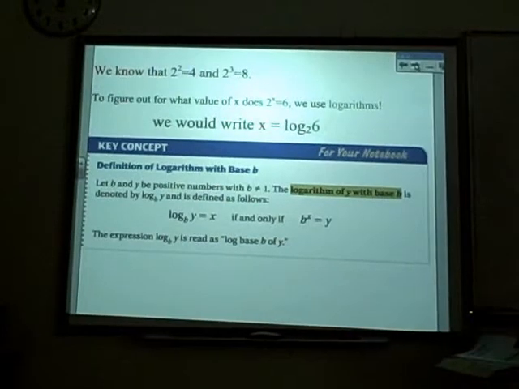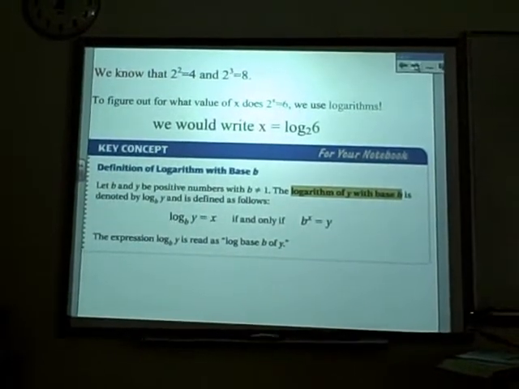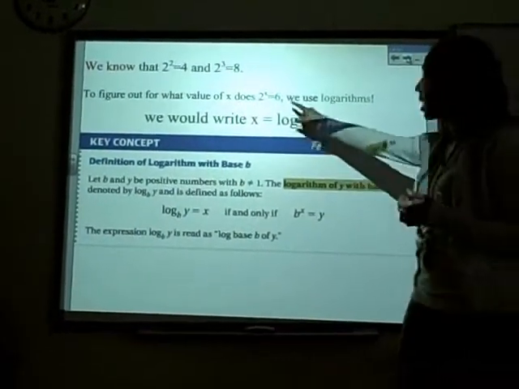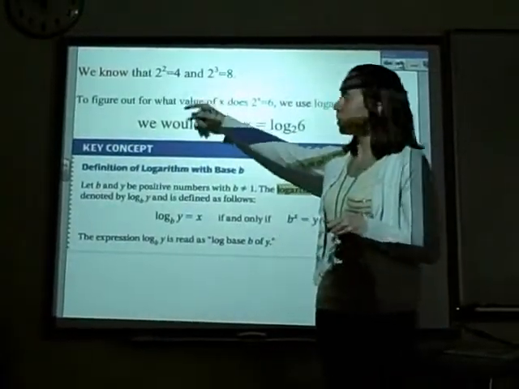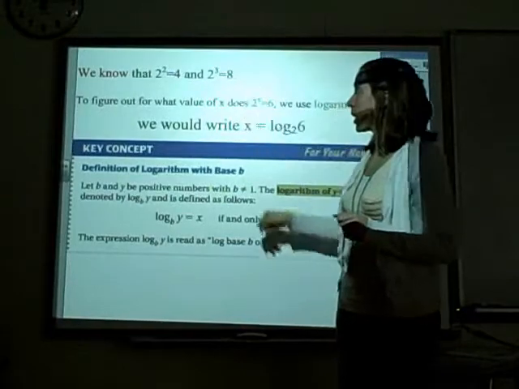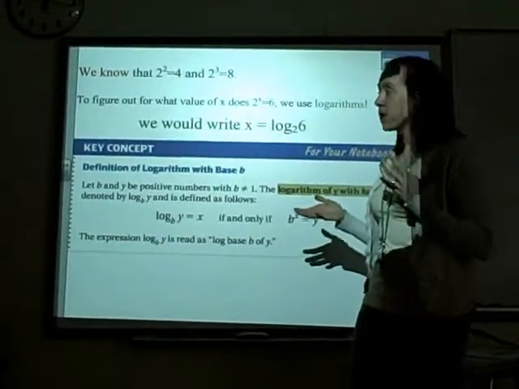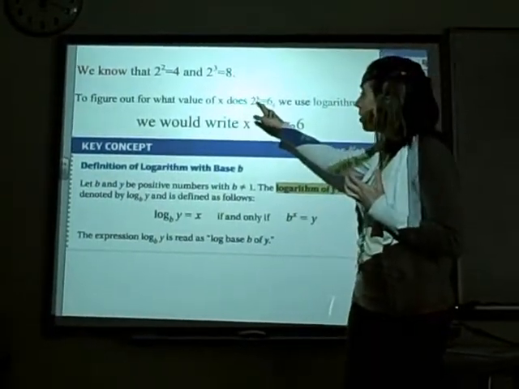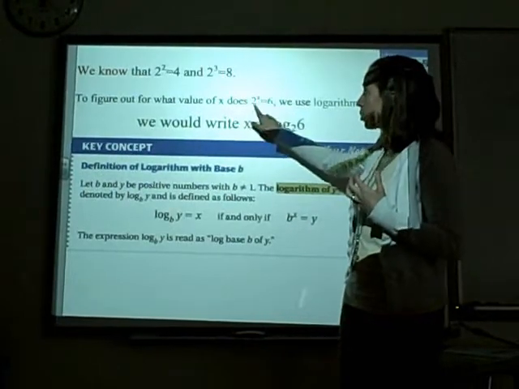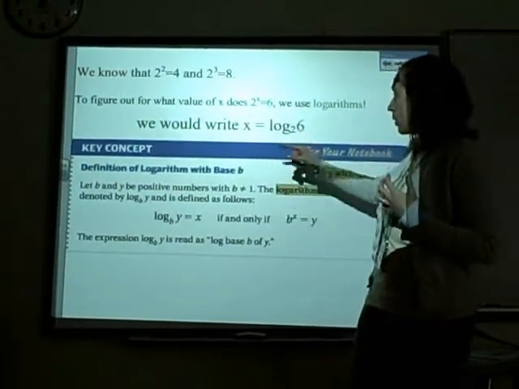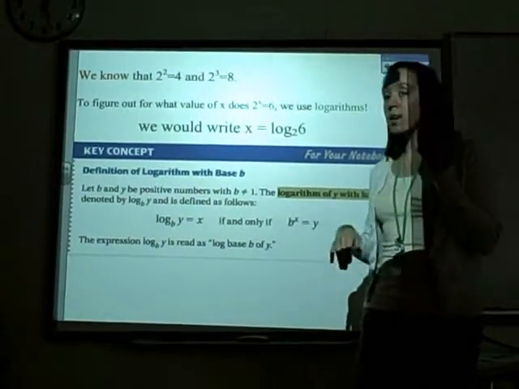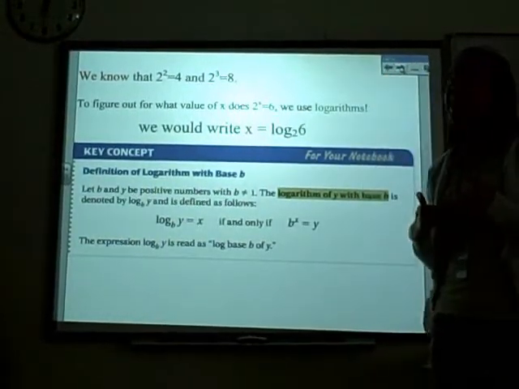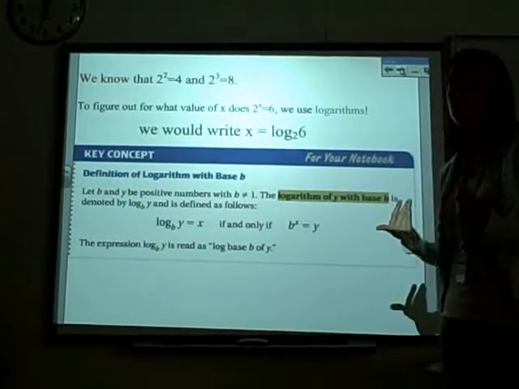Where these logarithms come in, a logarithm is a way to figure out an exponent. So for example, we know 2 squared is 4. We know 2 cubed is 8. Let's say we wanted to figure out what value of x, what exponent of 2 could give us 6. To do that, we would use a logarithm, and we would rewrite it. Okay? A logarithm is a way to rewrite an exponent to figure out that exponent.